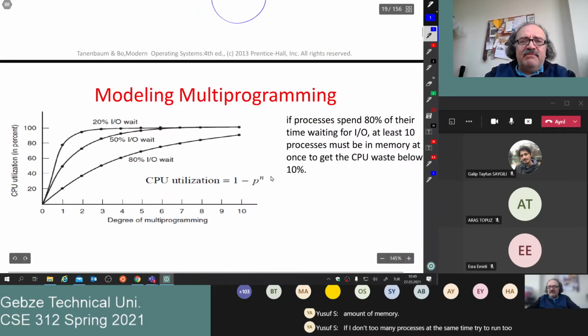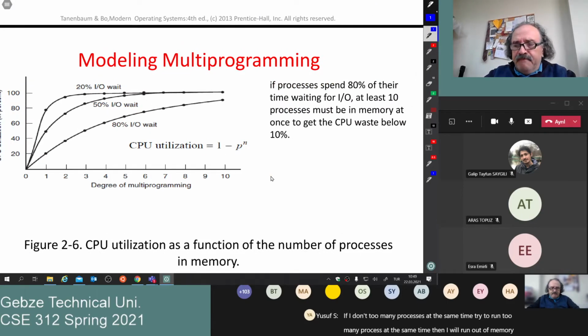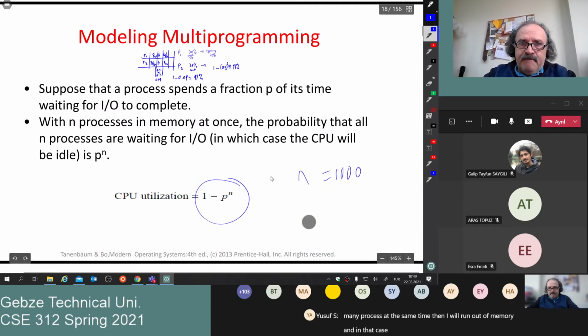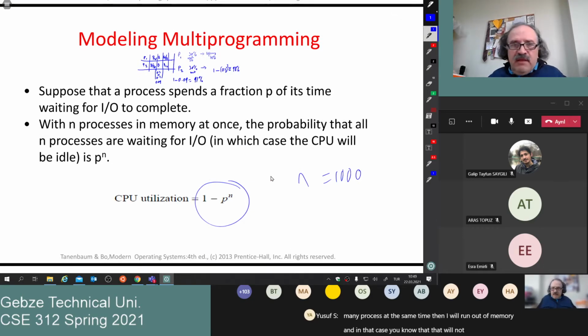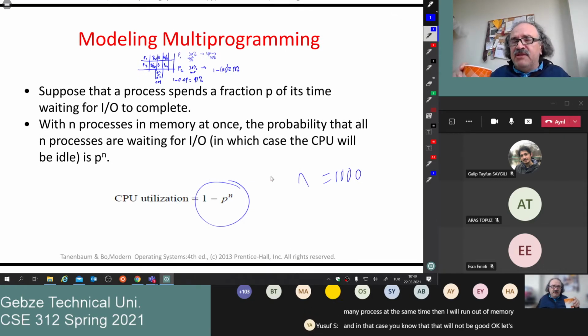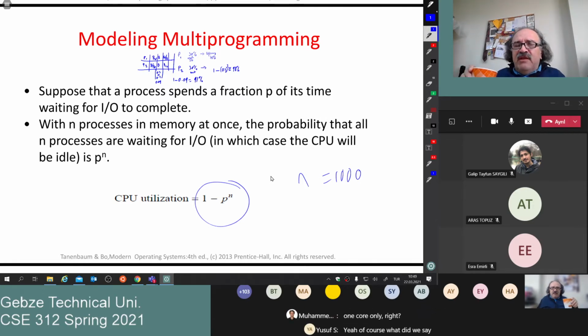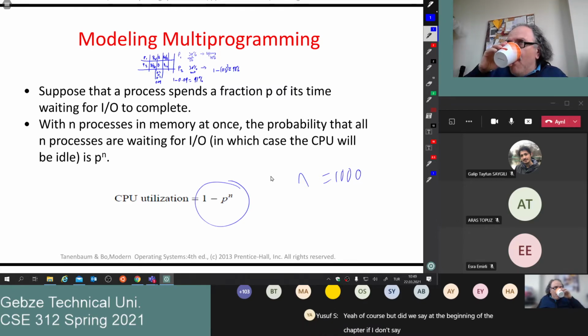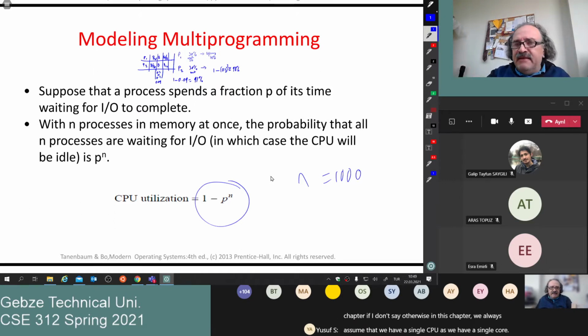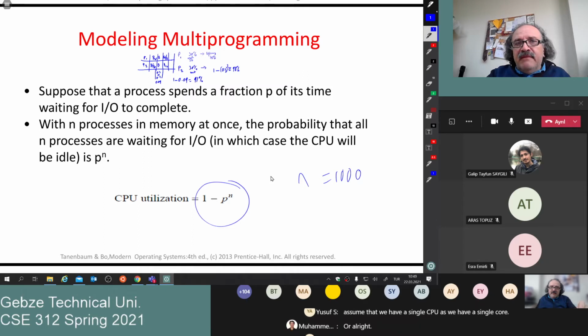Okay, let's look at this example then. What we calculated was just for one CPU and one core only, right? Yes, of course. What did we say at the beginning of the chapter? If I don't say otherwise, in this chapter we always assume that we have a single CPU and a single core. If you have more than one CPU, then you need to multiply things by 2, since you have one.